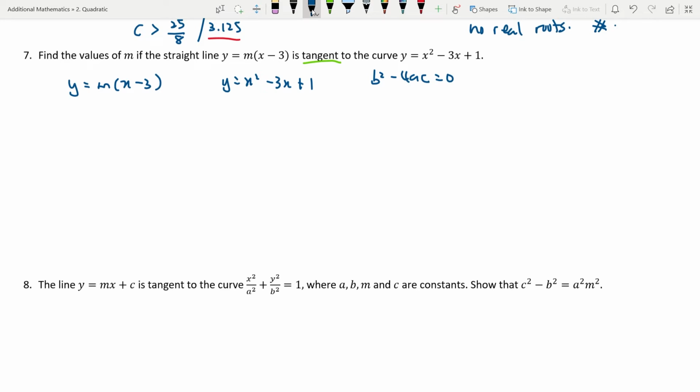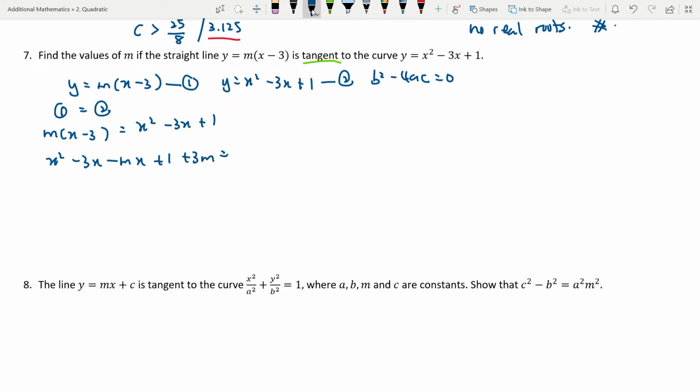First, we need to solve the simultaneous equations. We let the straight line equation be equation 1 and the curve equation be equation 2. Equation 1 is equal to equation 2. m(x - 3) = x² - 3x + 1. Expand the bracket and rearrange it into the general form of a quadratic equation. We get x² - 3x - mx + 1 + 3m = 0. Simplify: x² - (3 + m)x + 1 + 3m = 0.